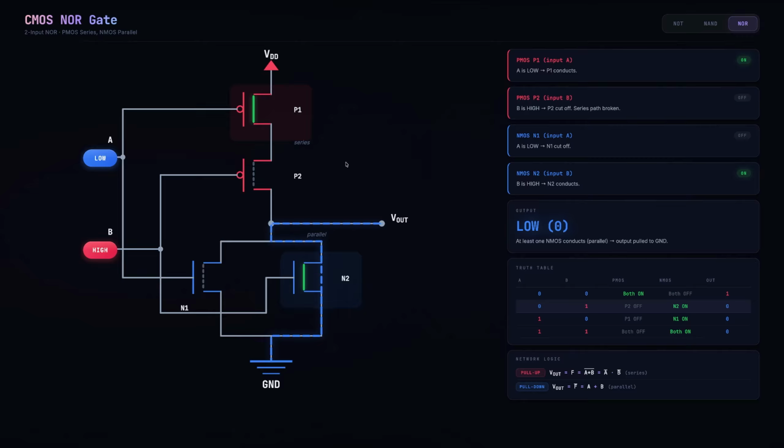So this function, if you go through all the combinations, I urge you to try that. 0, 0 gives you a 1. Go through the rest of these. Any other combination will connect you back to ground. So this is a NOR gate.